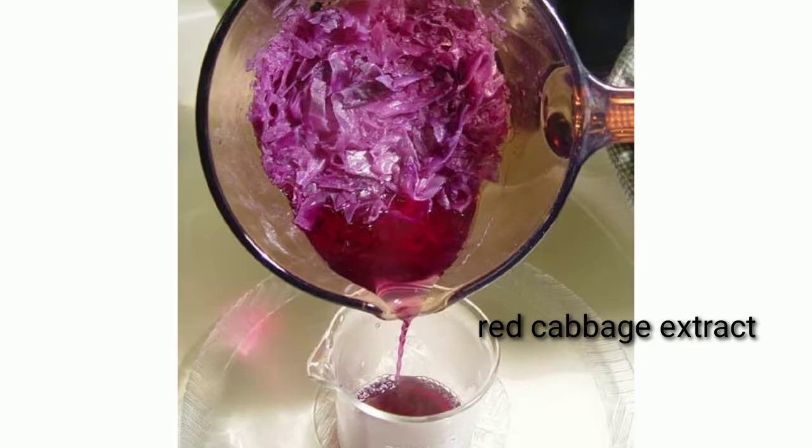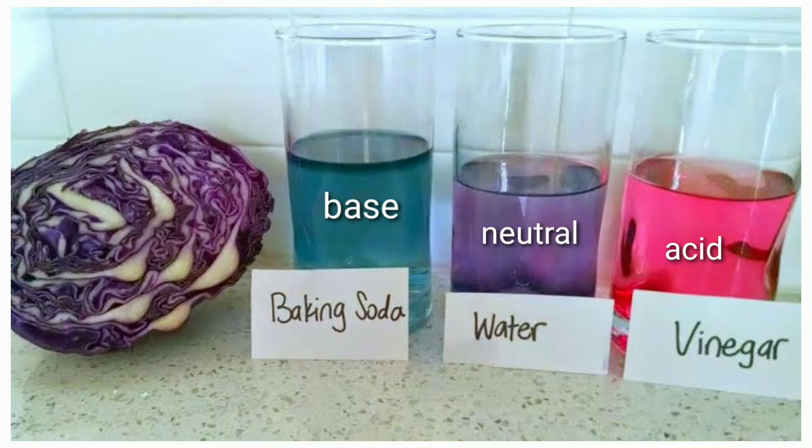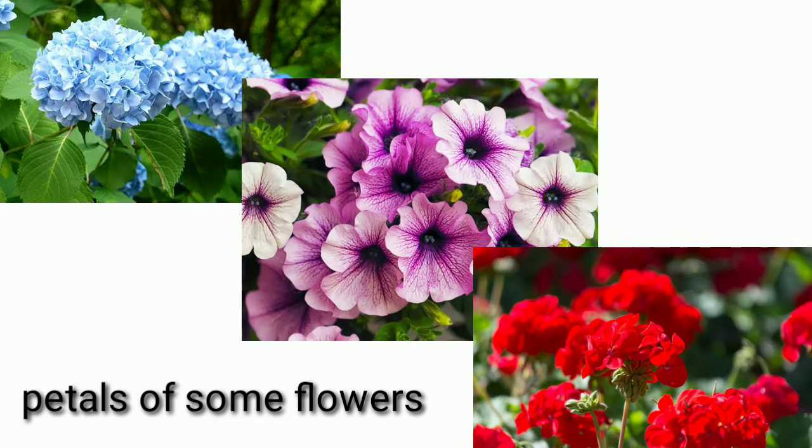The red cabbage extract is one more natural indicator. It is red in color. The red cabbage extract remains red in acidic solutions but turns green on adding to basic solutions. The colored petals of some flowers such as hydrangeas, petunia and geranium, which change color in the presence of acids or bases, also act as indicators. For example, the flowers of the hydrangea plant are usually blue, which turn pink in the presence of base.